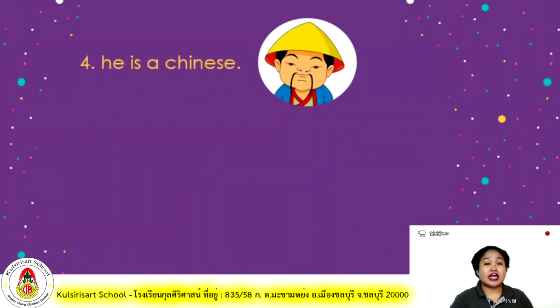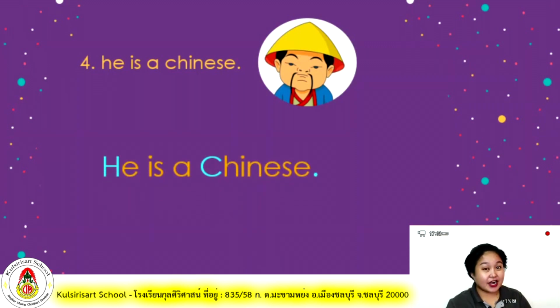He is a Chinese. Can you read again the sentence? He is a Chinese. Very good. Now write your answer. Write properly. I'm waiting. If you're finished, raise your hand. Are you finished? Okay, what is the answer? We capitalize letter H and letter C.